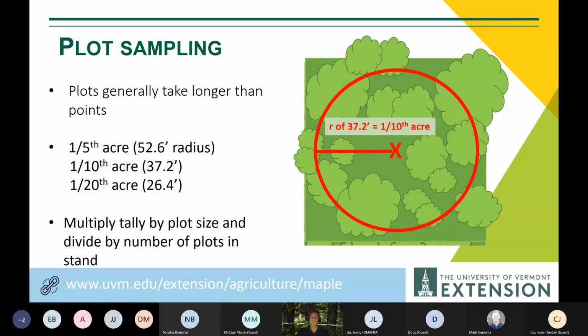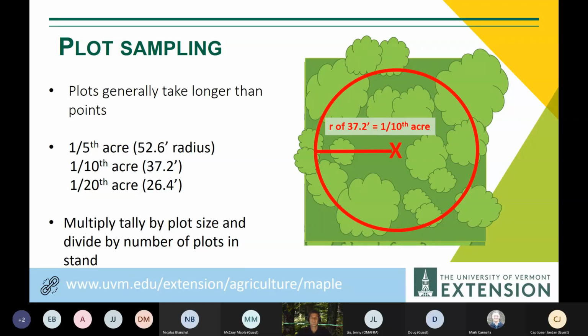The next type of sampling is called plot sampling, and that's essentially envisioning a circle of a known size and distributing those circles across the stand and across the property, and taking a measurement within that plot and then multiplying by whatever size plot you used. So here I gave you 3 examples of different plot sizes. A 1/5 acre would have a radius of 52.6 feet. A 1/10 of an acre would be 37.2 feet. And a 1/20th of an acre would be 26.4 feet.